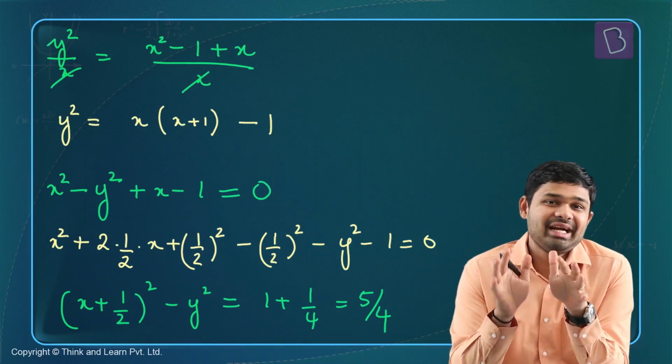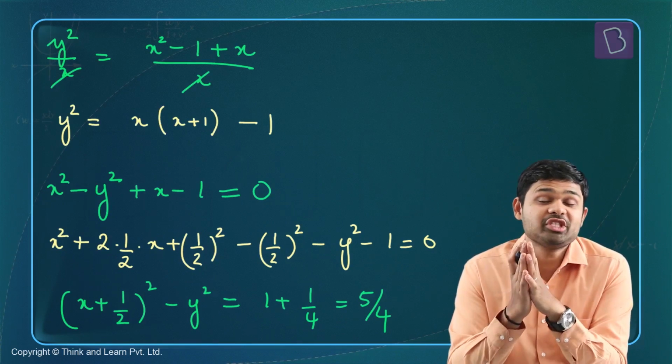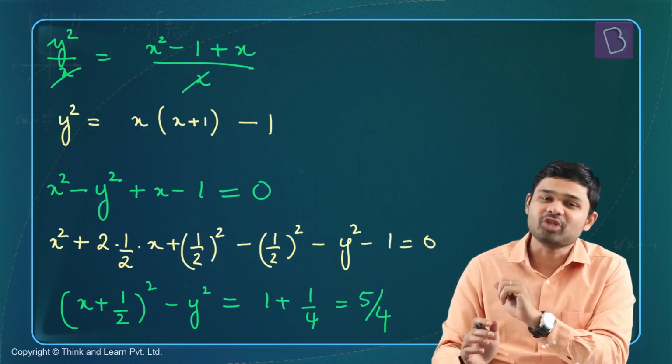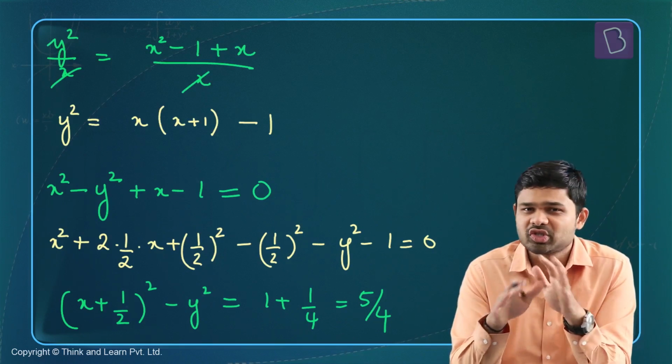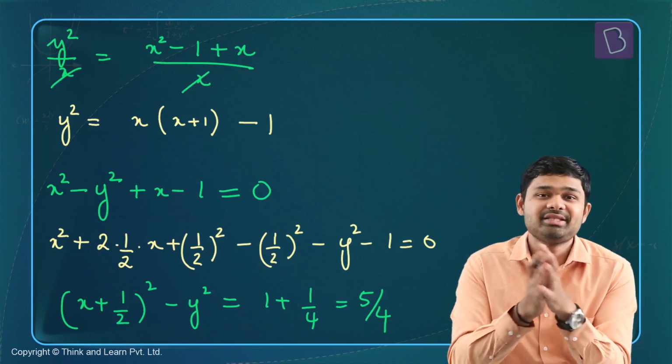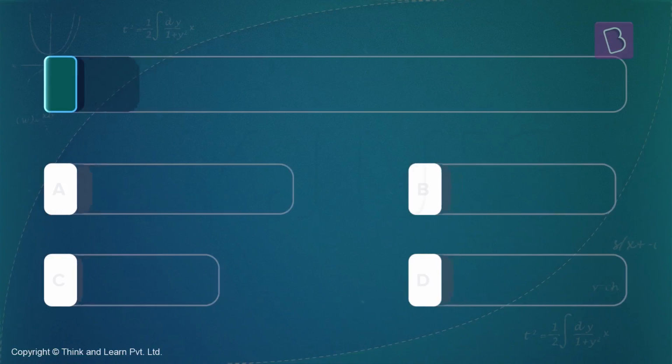So option A, which says that the solution to the differential equation is actually a hyperbola, is also a correct answer to this question. So options A and C are the correct answers to this question. Again, patterns had to be identified.